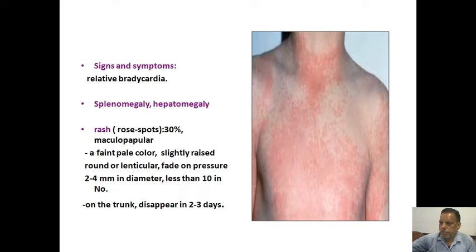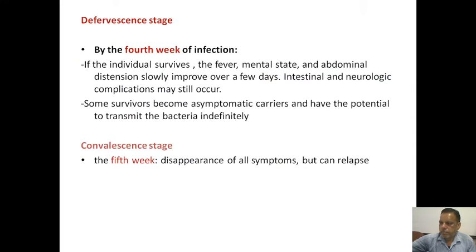So rarely do we see patients coming with rose spots, because by the time they present to us, the rose spots have typically disappeared. And by the fourth week of infection, it is usually called the defervescent stage. So if the individual survives, the fever, mental state, and the abdominal distension slowly improve, though the patient might still have some amount of intestinal or neurological complications.